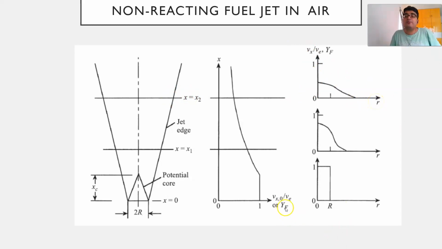You can also plot YF0, so YF at R equal to 0 along the central axis. Until the potential core ends, YF is 1, and then it slowly decreases. So that's the basic physical structure of how your jet looks. Okay. So let's go back.